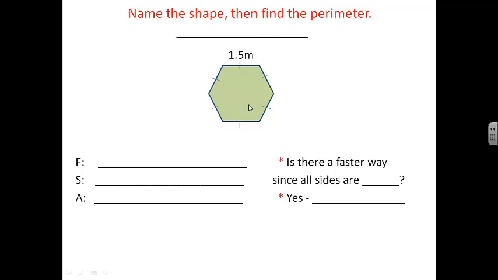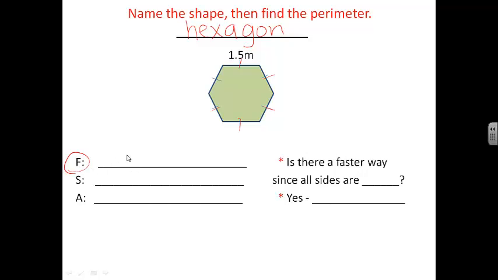All right, let's name this shape. Well, we need to figure out how many sides there are. Okay, we have 1, 2, 3, 4, 5, 6. Okay, so what kind of shape is this? It is a hexagon because it has 6 sides. All right, now, is there a faster way? Okay, hold on, let's start with the formula.